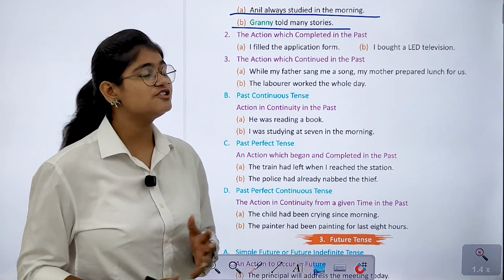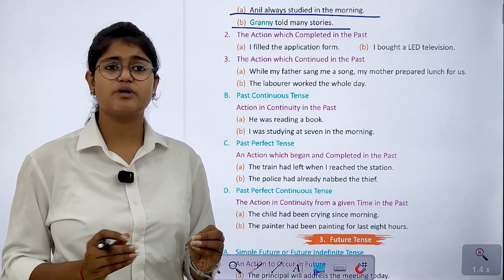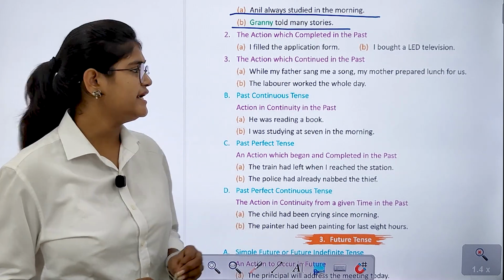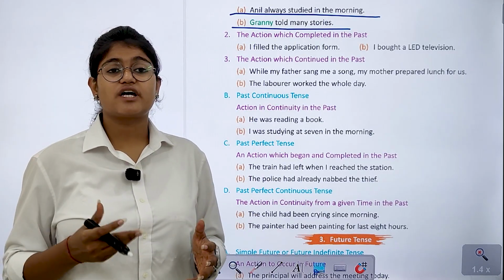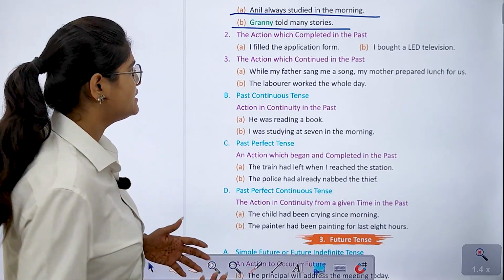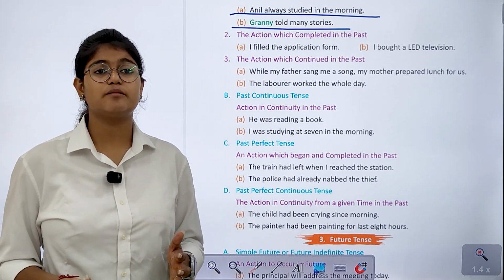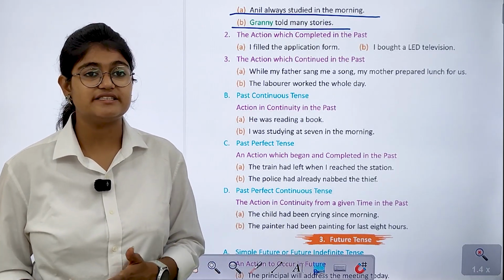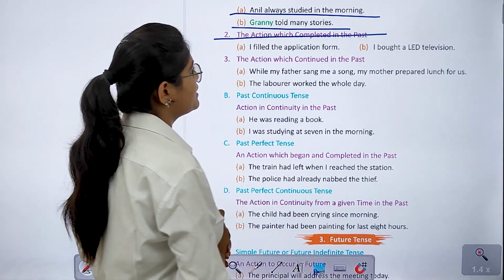So अनिल जो है वो हमेशा सुबह को ही पढ़ाई करता है, right? Although we are talking in present, but we are talking about the past tense, right? Granny told many stories कि दादी जी ने हमें बहुत सारी स्टोरीज सुनाई थी. Yes. Next is the action which completed in past.